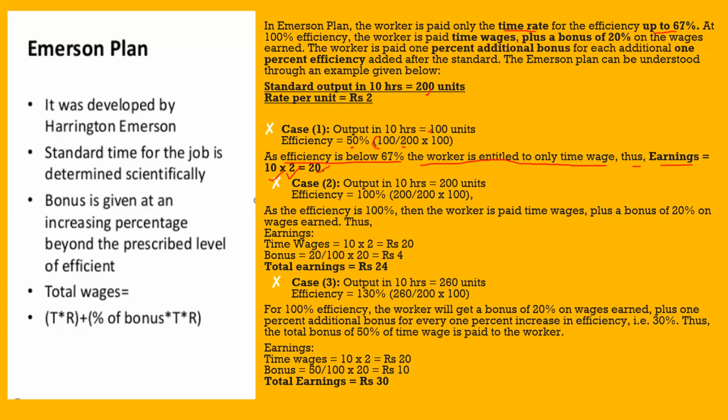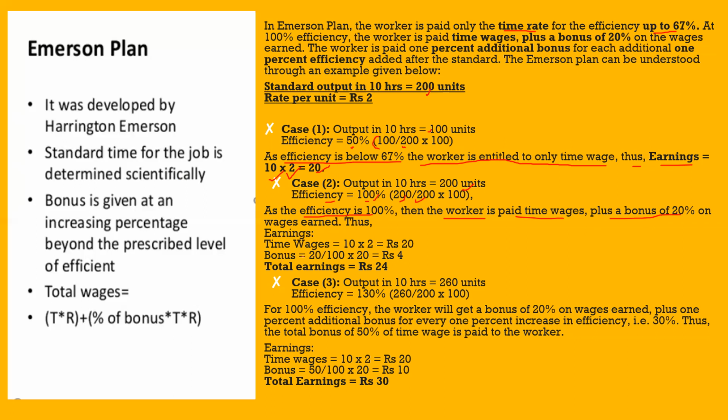In case 2, output in 10 hours is 200 units. 200 units is actually the standard unit, right? So here the efficiency level is 100%. How did we get 100%? 200 is the actual output divided by standard output into 100, which is 100% efficiency. As the efficiency is 100%, the worker is paid time wages plus a bonus of 20% on wages earned. Let's see how. Time wages is 10 hours into 2, 20 rupees, right?